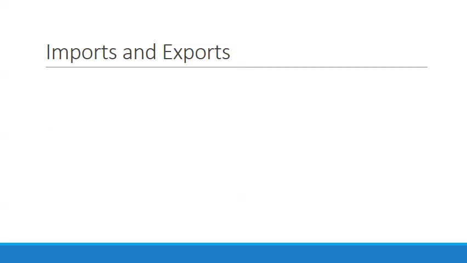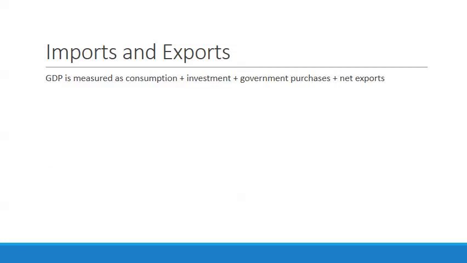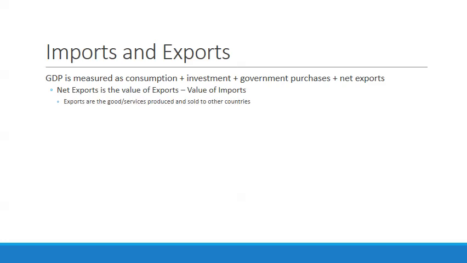Okay, so let's look at imports-exports. GDP, remember gross domestic product, is measured as consumption plus investment plus government purchases plus net exports. Net exports, of course, is the value of exports minus the value of imports. So imports and exports are a very, very important part of our GDP, but in a negative way. And you'll see why. Exports are the goods and services produced in the United States and sold to other countries.